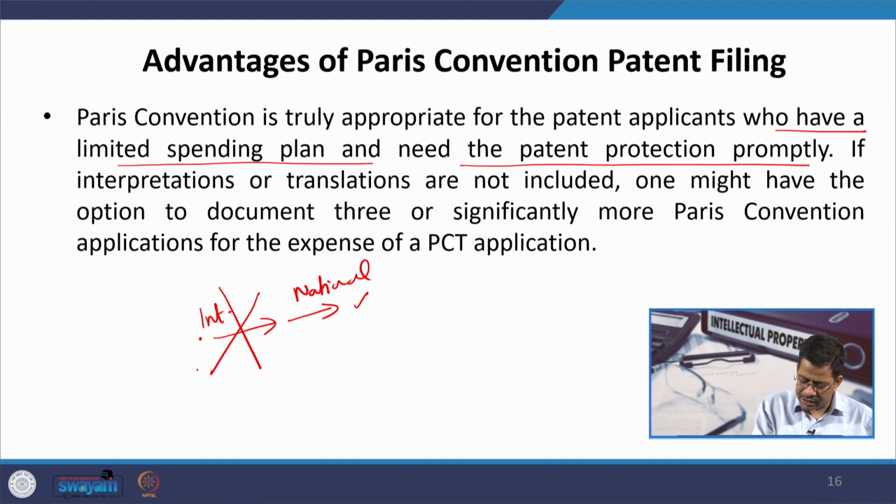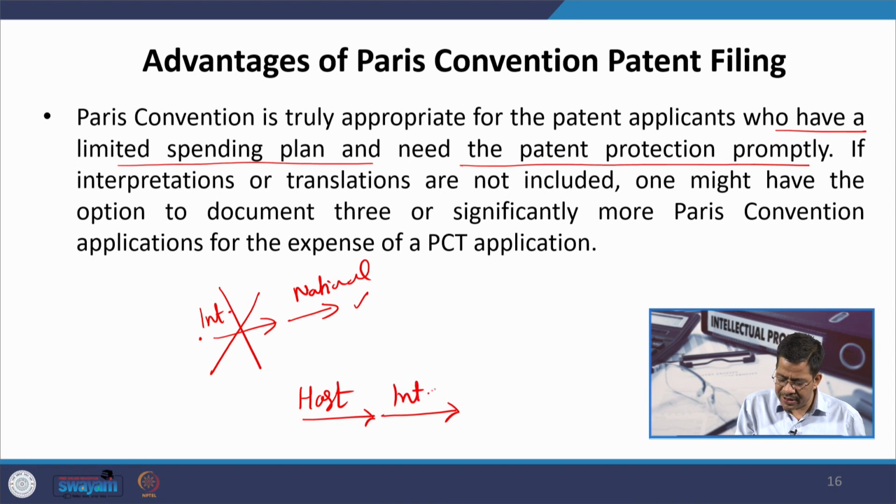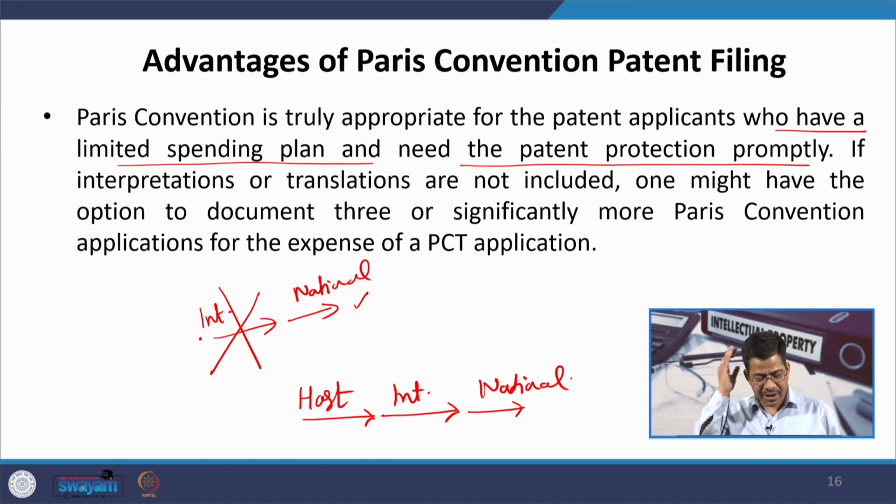In fact, this international-national sequence is very confusing for many of us. You can consider it this way: first the home country filing, after that the international phase, and after that the national phase. This should be the right sequence of mentioning the different stages in international filing. But in case of Paris Convention, the international stage is not needed. From our home country domestic filing, I can directly go to the national phase.